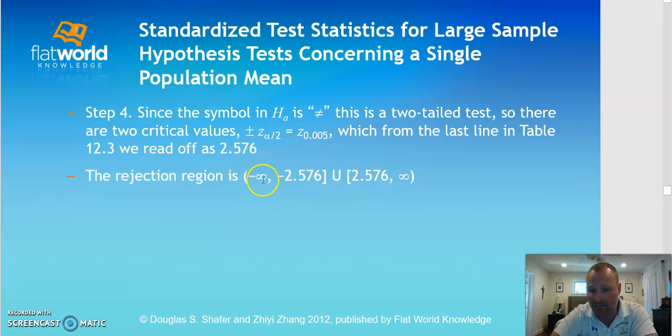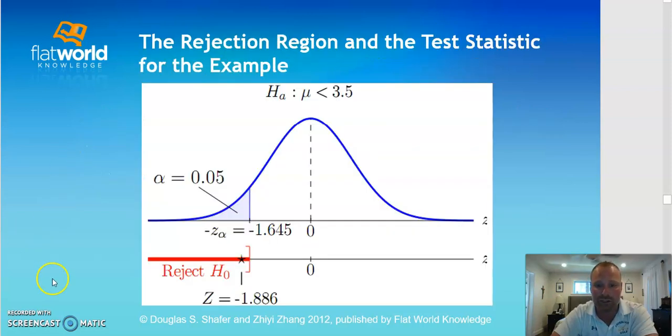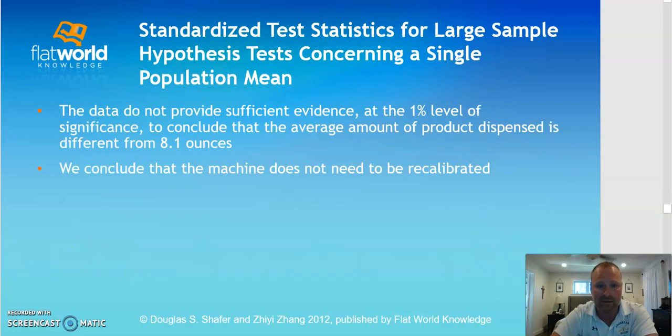Notice we're going from negative infinity all the way to negative 2.576, and then we're going from positive 2.576 to positive infinity. Okay? We have a chart here that's going to show this particular piece. Okay? And then we can conclude that the machine does not need to be recalibrated here. The data does not provide sufficient evidence at the 1% level of significance to conclude that the average amount dispensed is different from 8.1 ounces.